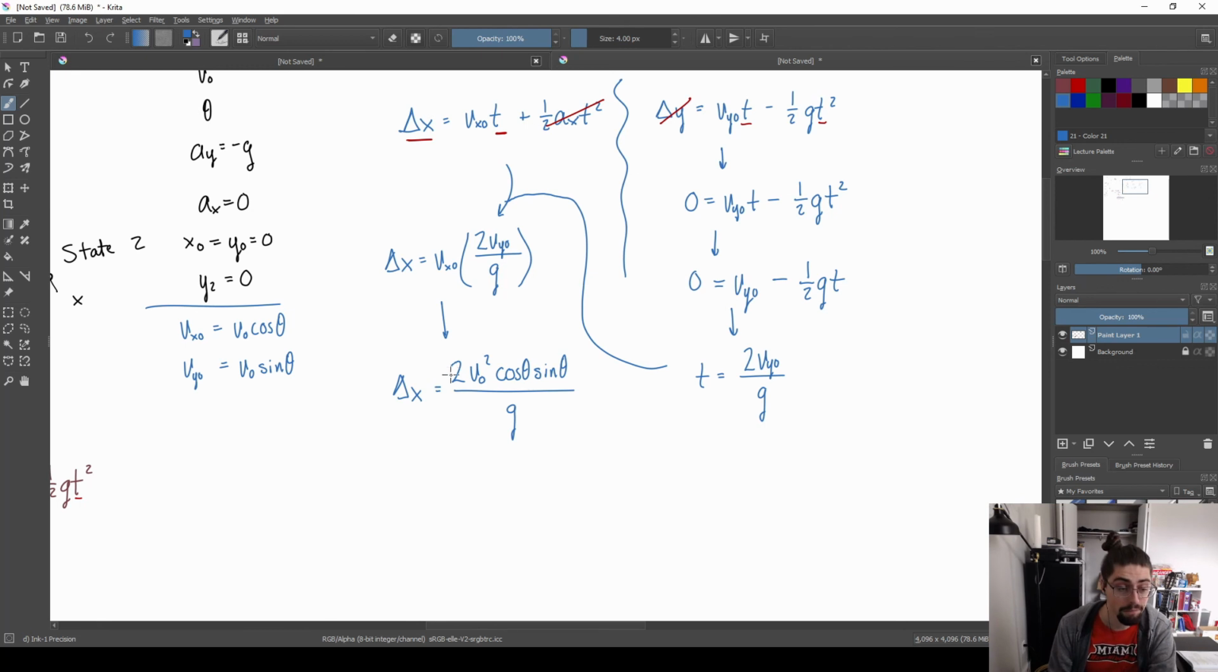Technically, this works. This is fine. This is fulfilling all the conditions. It is a final expression dependent on only the variables that were given, and it tells us the range. Can we just look at that though, or can we solve out for the maximized range angle? Yeah, I would argue we could simplify this a little bit more.